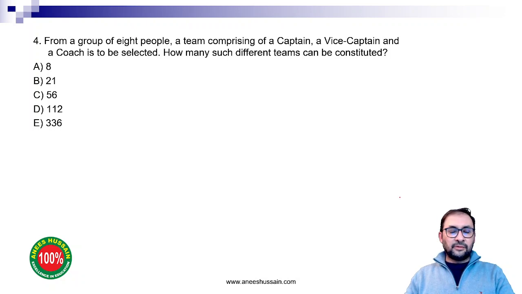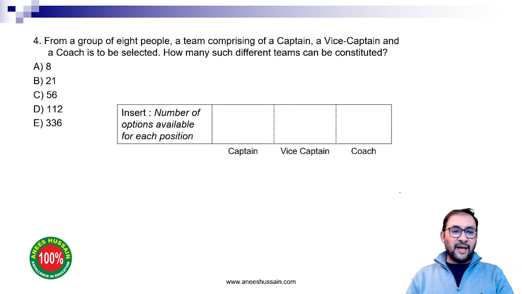Question number 4. From a group of 8 people, a team comprising a captain, a vice captain, and a coach is to be selected. The positions are identified clearly as captain, vice captain, and coach. How many such different teams can be constituted? Here again, we will assume that a person cannot be given more than 1 role. A captain cannot also be a vice captain or a coach. So each person is going to be different.